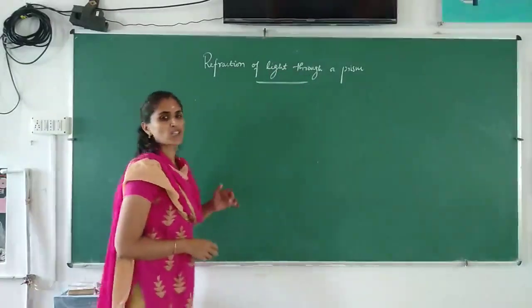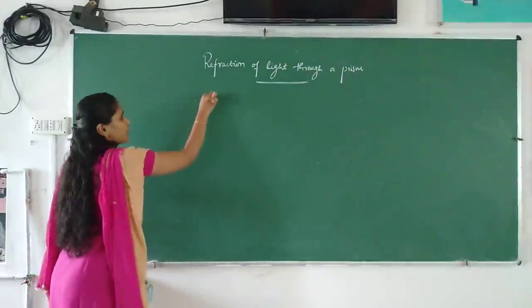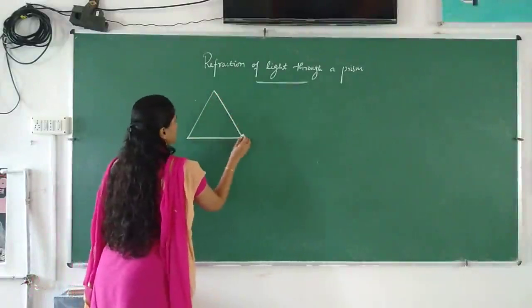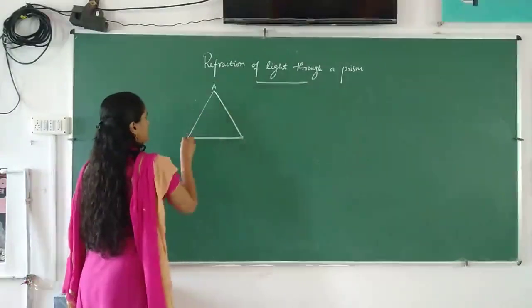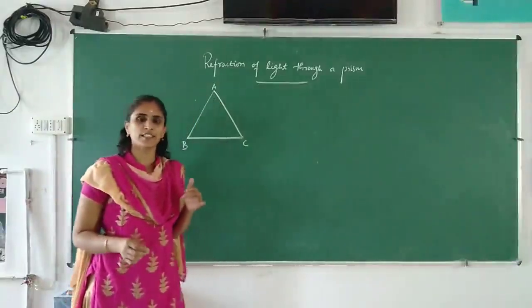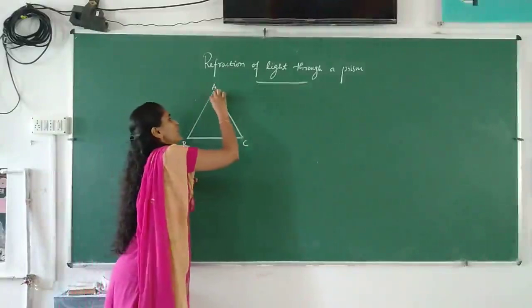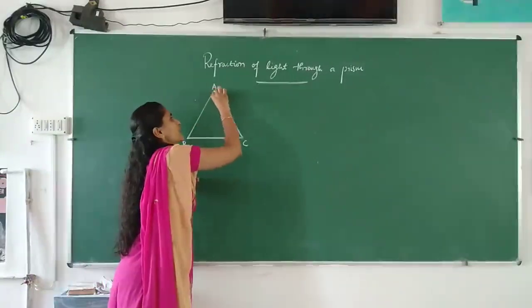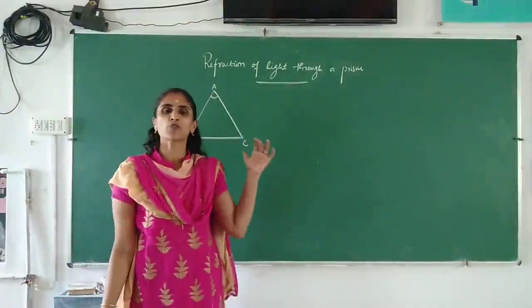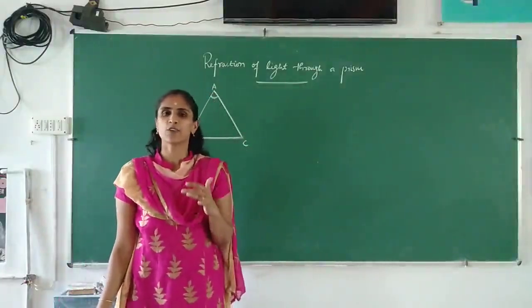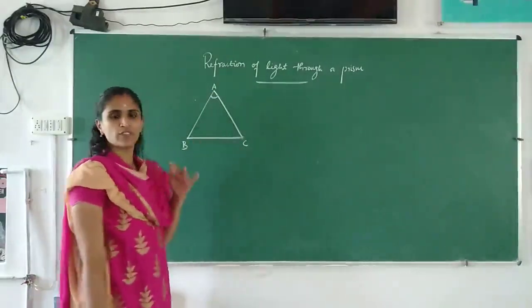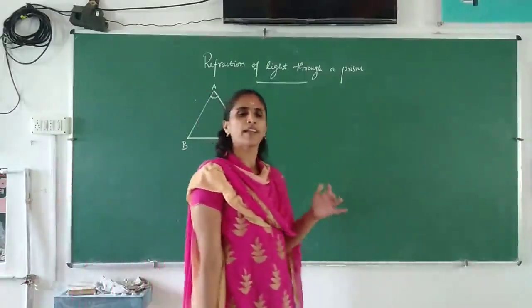The principal section of a prism, if you draw, will be like this. The angle between the two refracting surfaces is known as the angle of the prism. Angle of the prism is the angle between the two refracting surfaces. Now, we will discuss refraction of light through a prism.